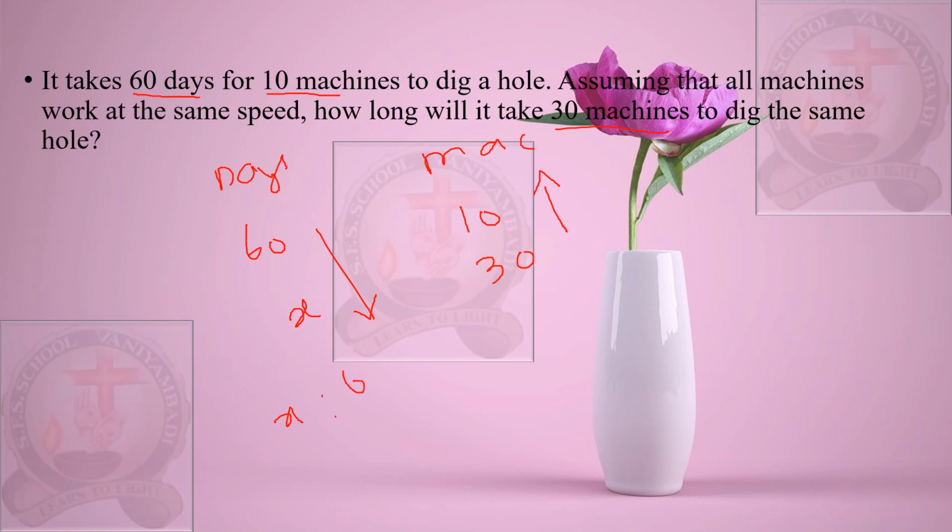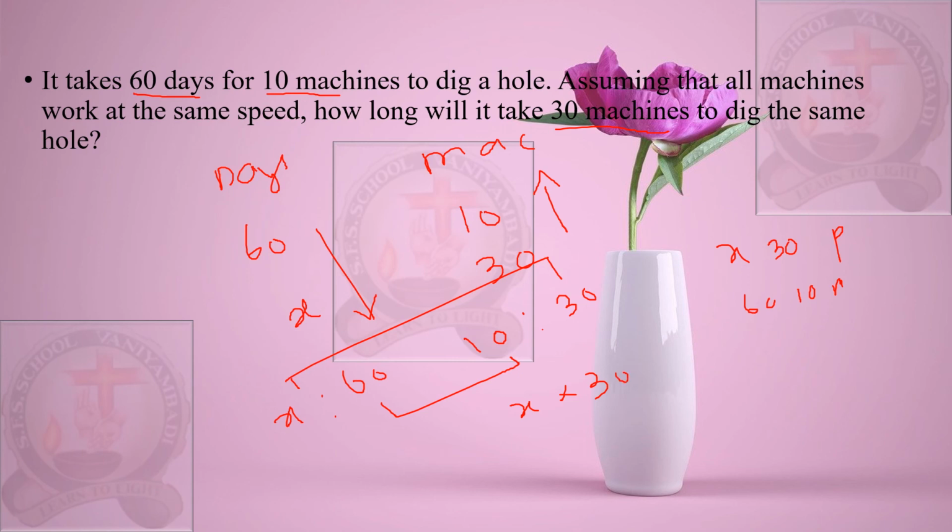So let us write this. x is to 60. I rewrite this since it is an indirect proportion. Now 10 is to 30. Now we'll apply the law of proportion. What is the law of proportion? The product of extremes is equal to the product of means, where x and 30 are the extremes and 60 and 10 are the means. The product of extremes is equal to the product of means.